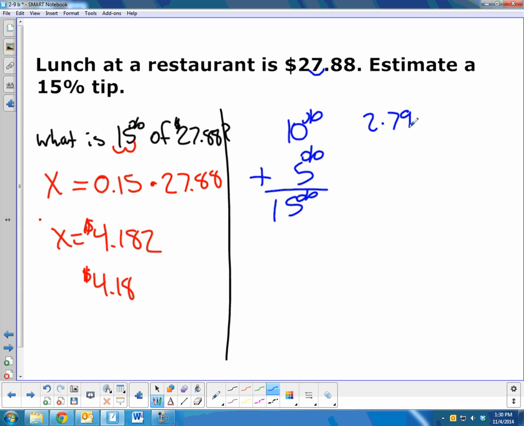5%. 10% is twice 5%. It's two times as much. So 5% would be half of 10%. So what's half of $2.79? If we want to figure out, we can get about $1.40. Again, if you round. So if 10% plus 5% is 15%, $2.79 plus $1.40 is going to give us $4.19. Is that right?